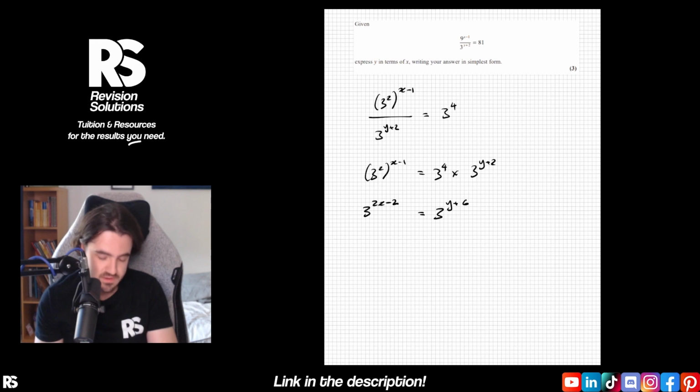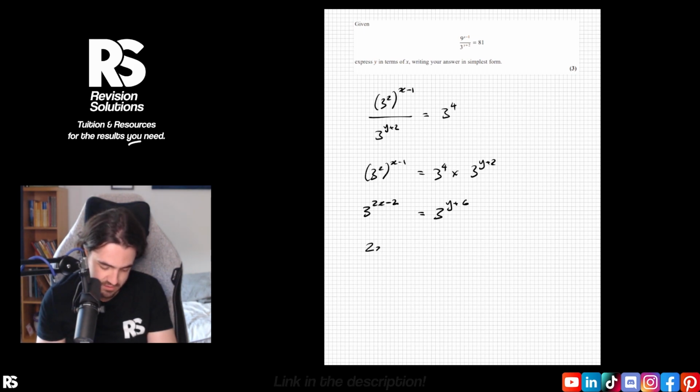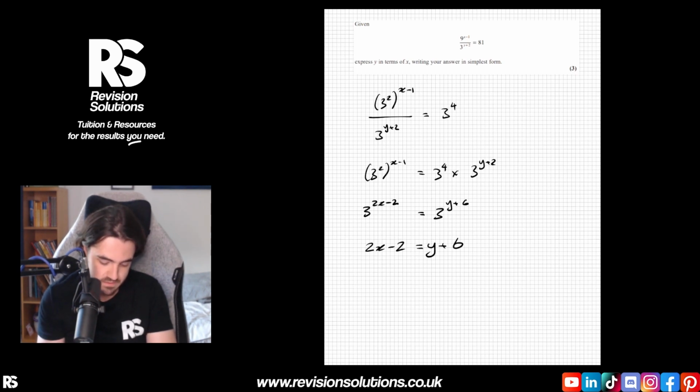And now we're in the similar situation again, where we've got the same base, and if these two things are equal, the powers are going to have to be equal. So we'd have 2x minus 2 must equal y plus 6. And then just to express y in terms of x, all I've got to do is take that 6 over the other side. So y then would just be equal to 2x minus 8.